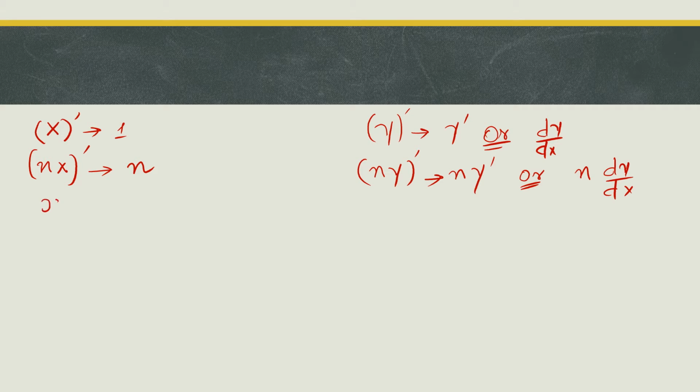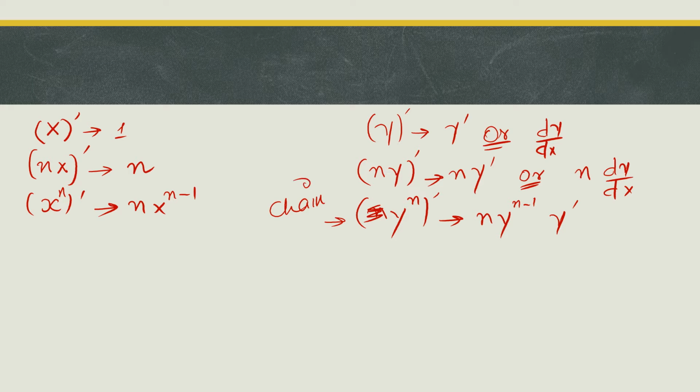Now if we have x to the power n, the derivative of x with any power will be n x to the power n minus 1. But what if we take the derivative of y to the power n? You will take n y to the power n minus 1, then times y prime, which means the derivative of y also. Why? Here we are actually applying the chain rule. That means we consider y as a composite function.